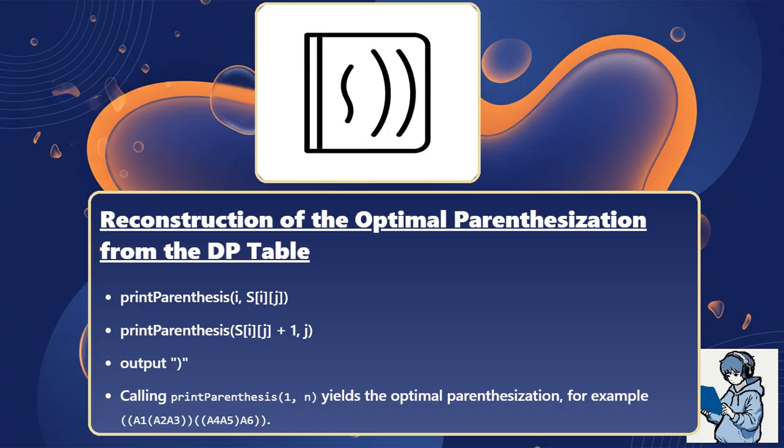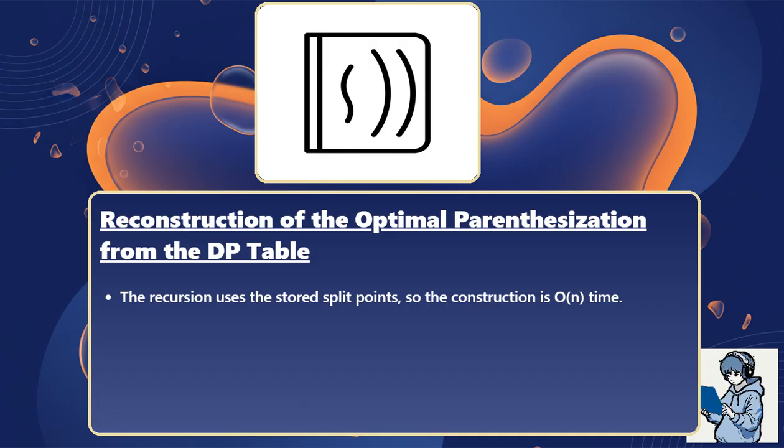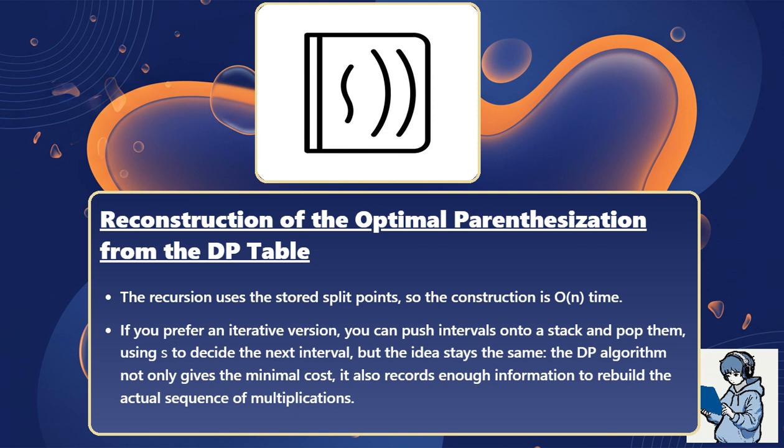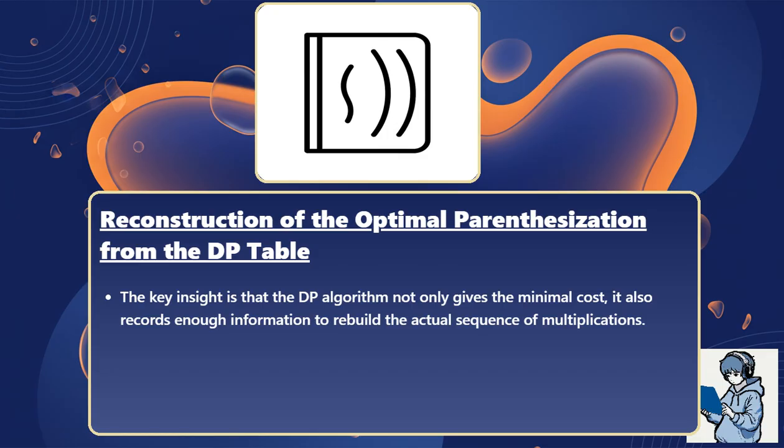For example, ((A1(A2 A3))((A4 A5) A6)). The recursion uses the stored split points, so the construction is O(n) time. If you prefer an iterative version, you can push intervals onto a stack and pop them using S to decide the next interval. But the idea stays the same. The key insight is that the DP algorithm not only gives the minimal cost, it also records enough information to rebuild the actual sequence of multiplications.